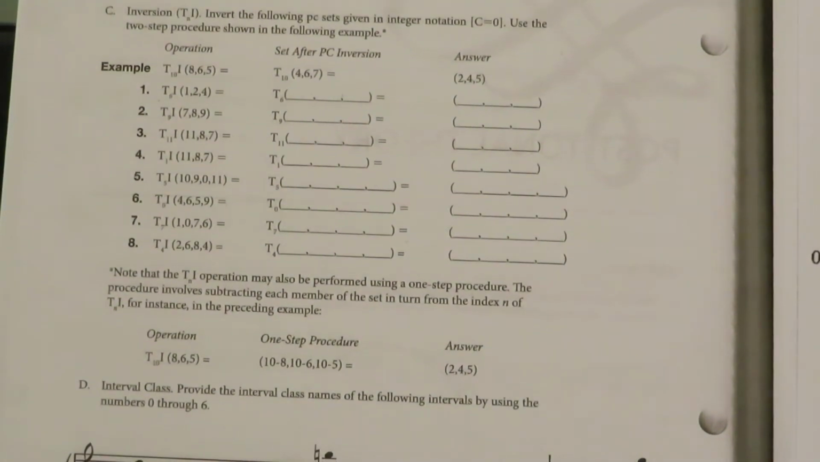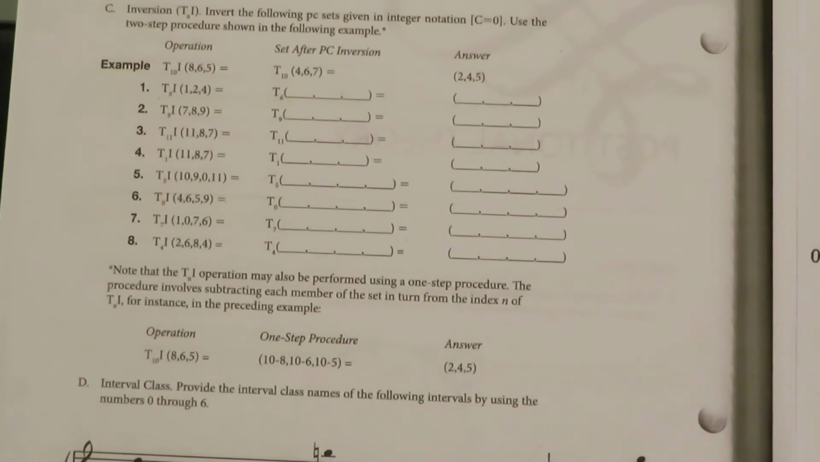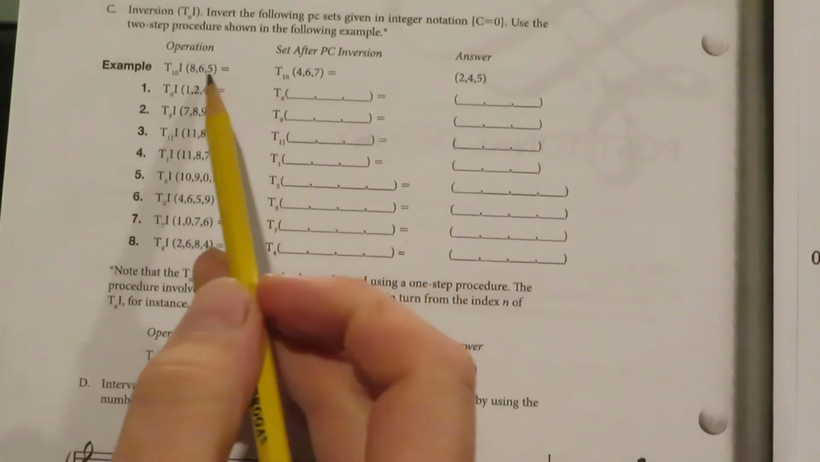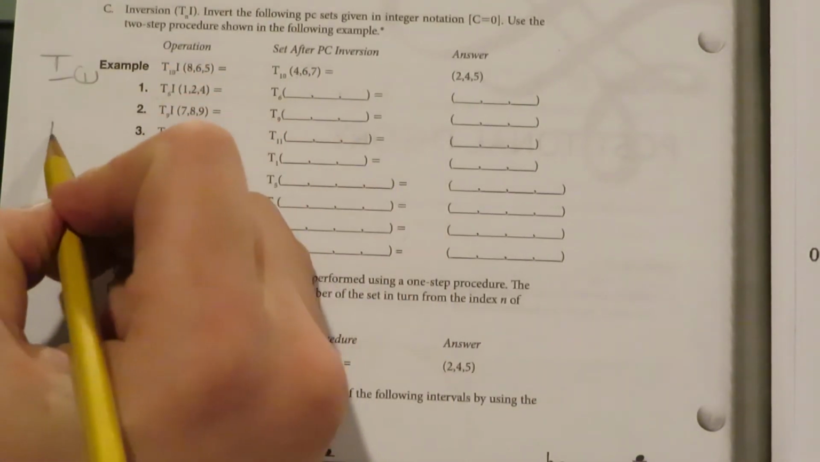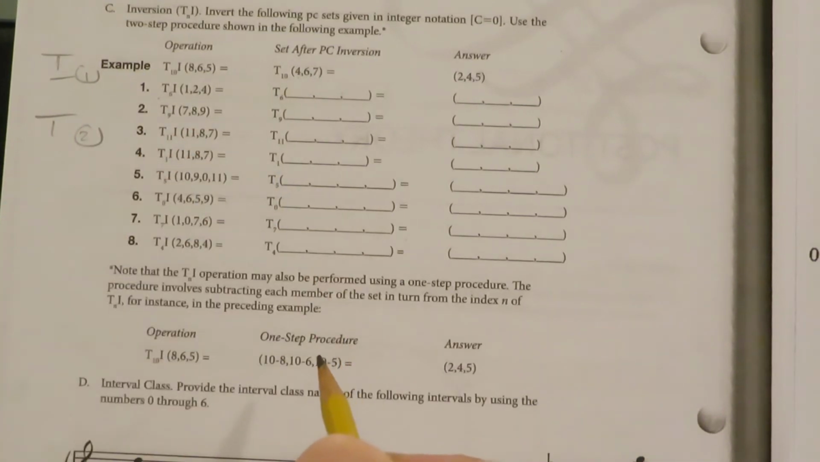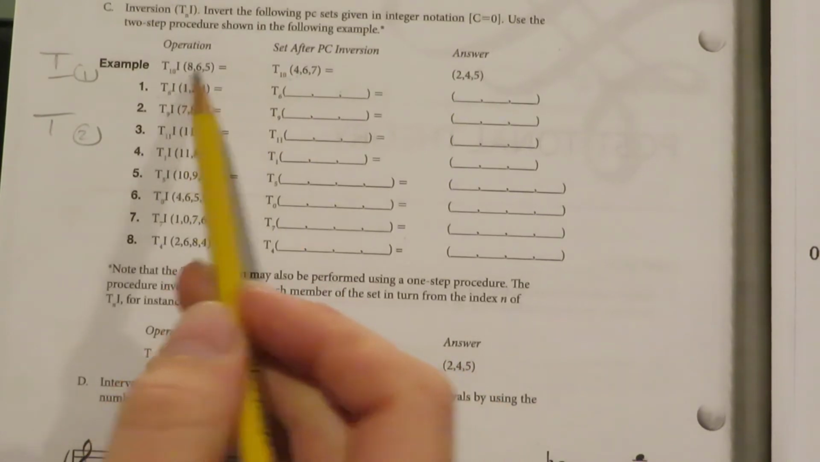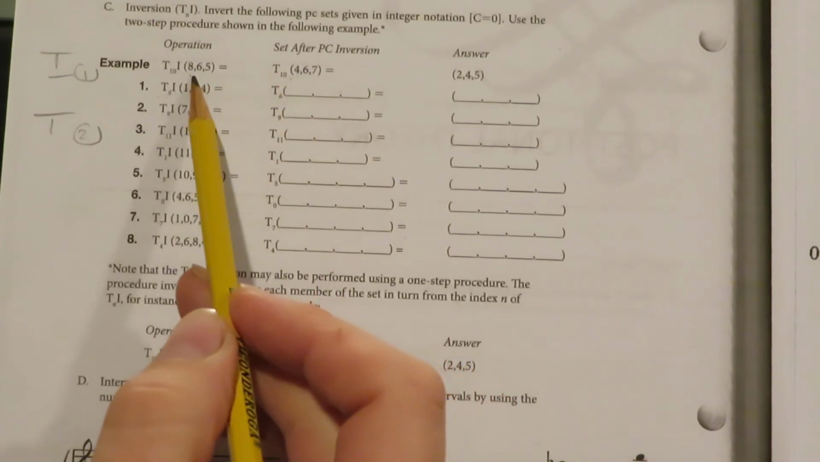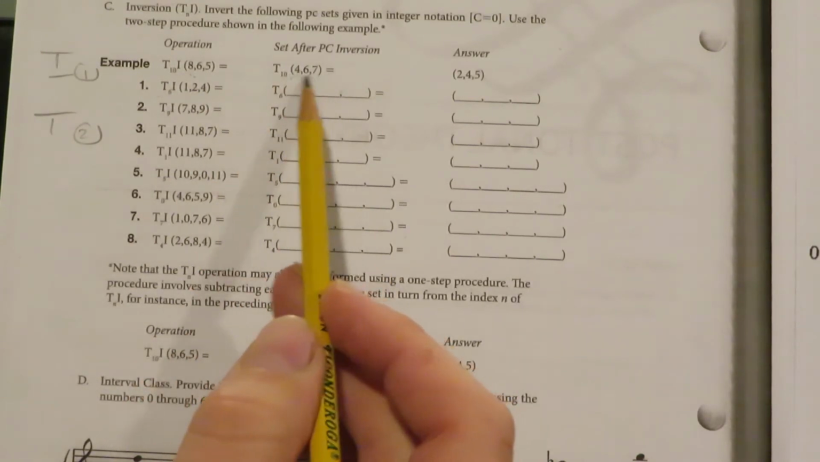Inversion. So transposed inversion, inverted transposition I should say. Invert the following PC sets and give an integer notation. Use the two-step procedure shown in the following example. We're inverting it first, right? Invert, then transpose. Okay. So they inverted it. 8. What plus 8 equals 12? 4. What plus 6 gets 12? 6. 5 plus what equals 12? 7. So that's the inversion right there.